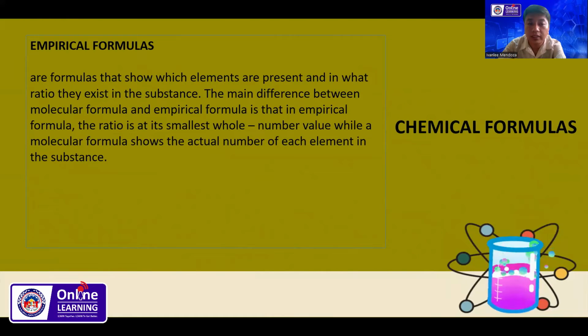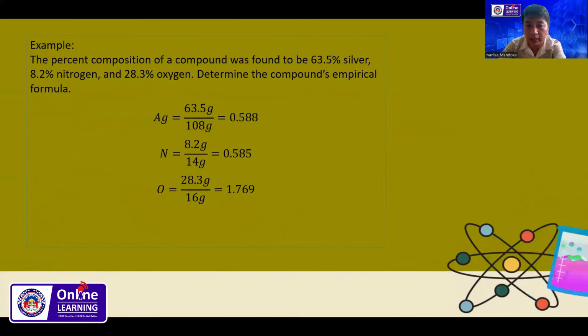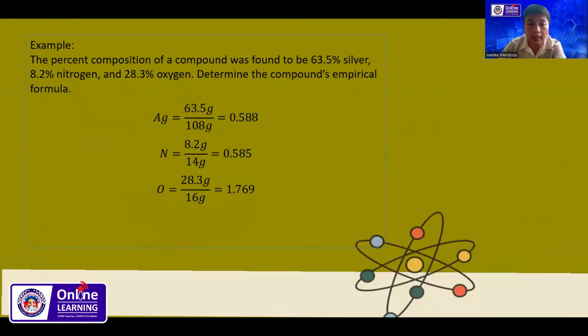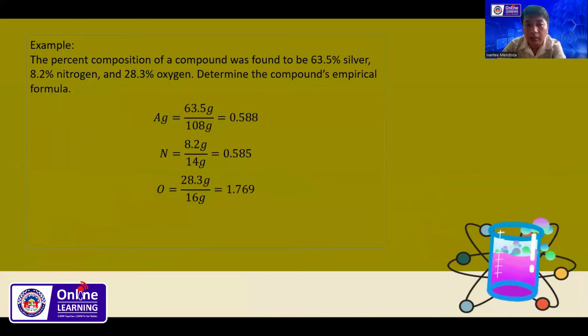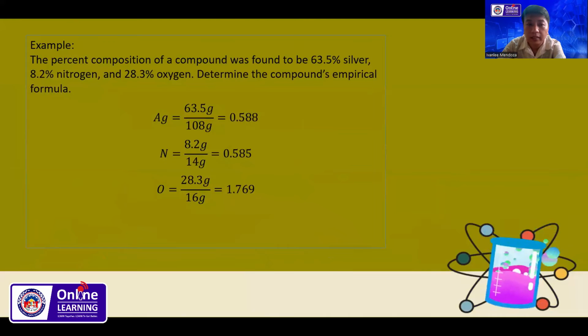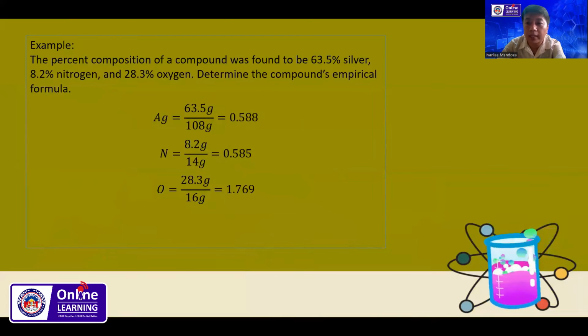Now, for us to understand how to solve by means of empirical formula, let us try this example. For this example, the percent composition of a compound was found to be 63.5% silver, 8.2% nitrogen, and 28.3% oxygen. So let us determine the compound's empirical formula. First, for the given elements, which are silver, nitrogen, and oxygen, we need to divide their percentage composition by their respective atomic mass.